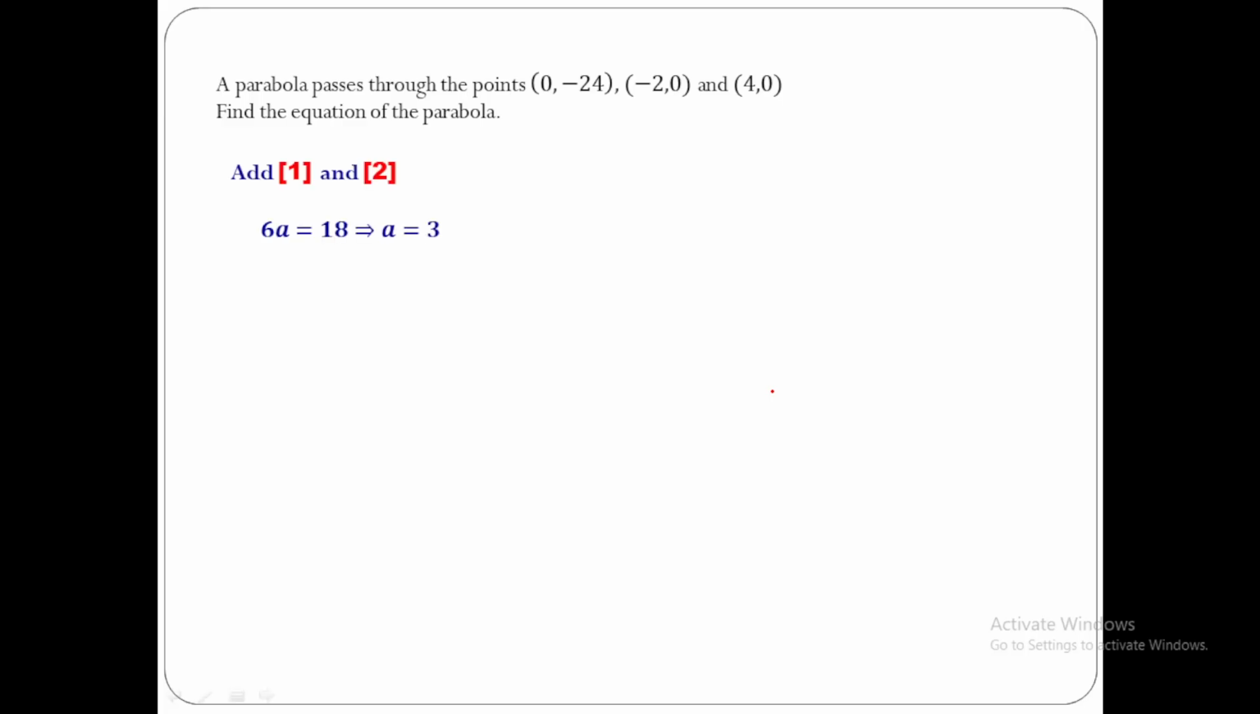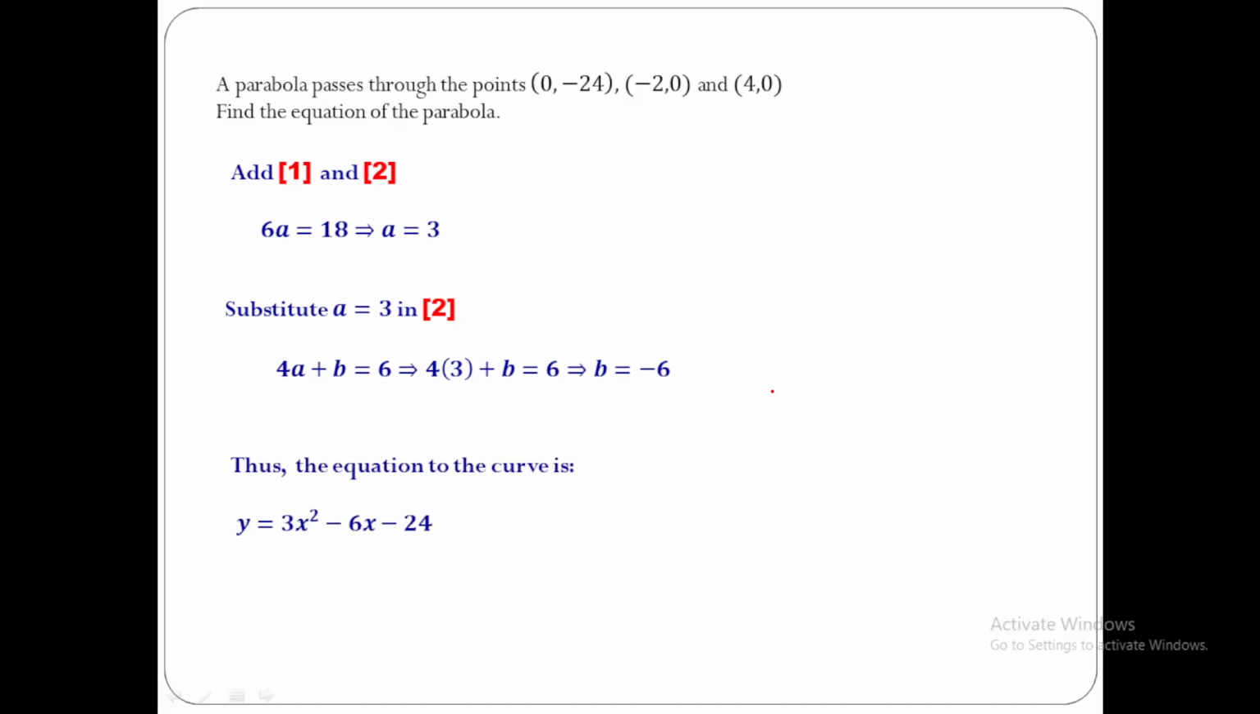Adding 1 and 2, we get 6a is equal to 18, which is a is equal to 3. Then substitute a is equal to 3 in any of the two equations. I'm substituting this value in the second equation, 4a plus b is equal to 6, which implies 4 times 3 plus b equal to 6. 4 times 3 is 12 and b is equal to 6 minus 12, which is minus 6. Then let's substitute the a, b, c values in the general equation and we get the equation of the curve, that is, the equation of the parabola is 3x squared minus 6x minus 24.